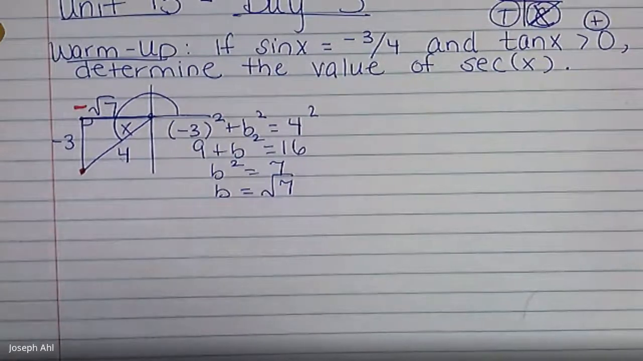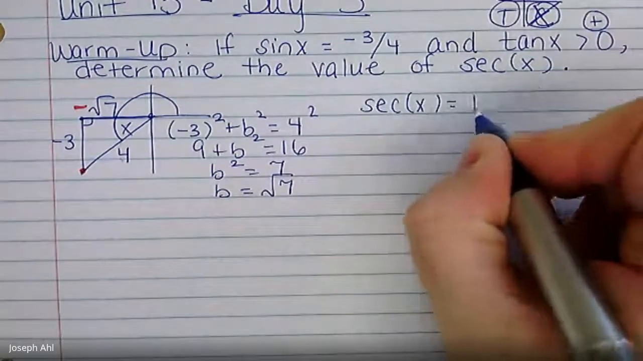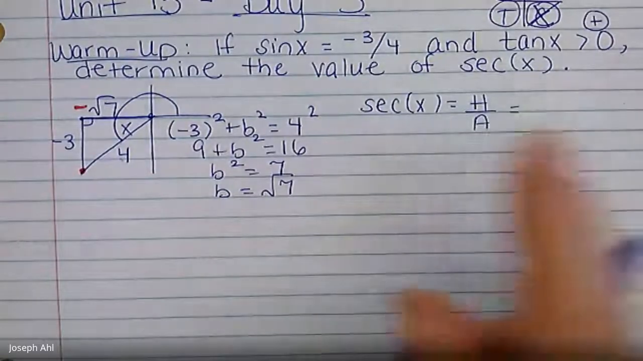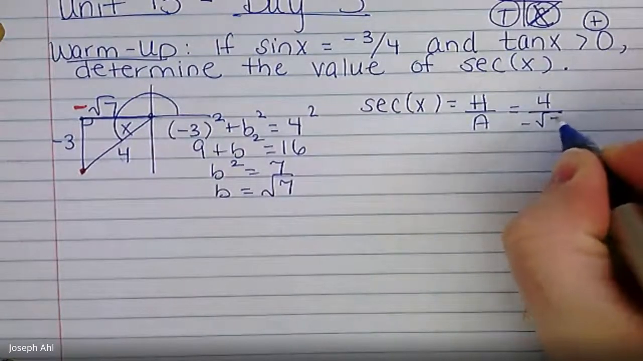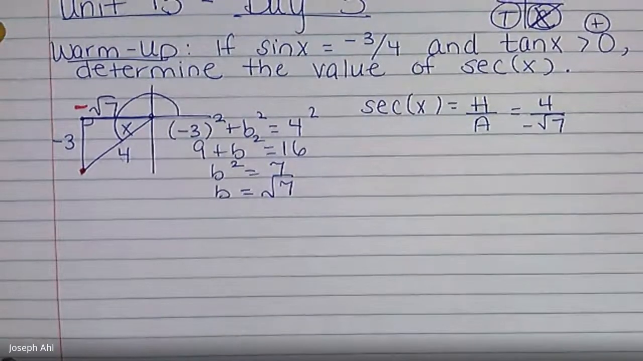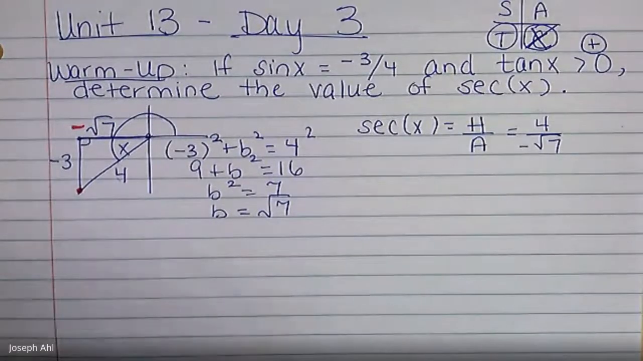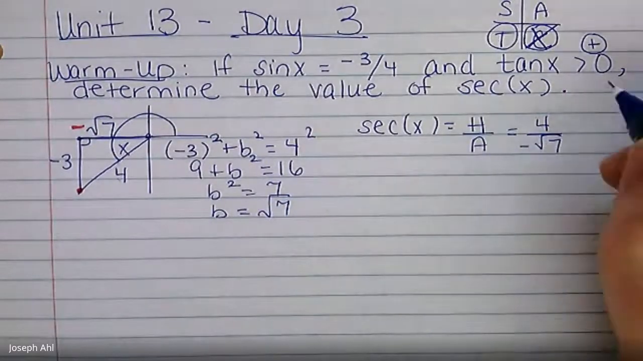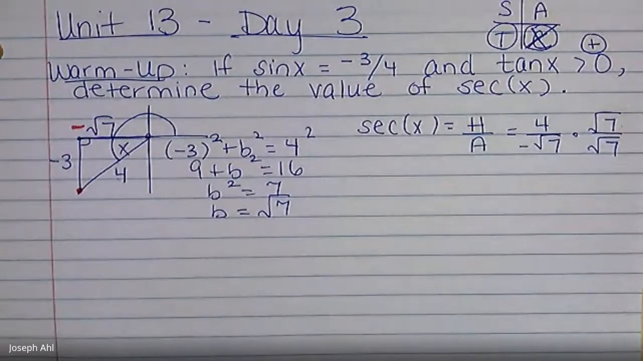So how would I do secant of the angle x? Secant would be hypotenuse over adjacent. So the hypotenuse is 4, and the adjacent is negative radical 7. Now, it didn't say anything about this, but I'm going to do it anyway. If it had said to do this in simplest radical form, we wouldn't leave radical 7 in the denominator. We would multiply the top and bottom by radical 7 to rationalize the denominator.